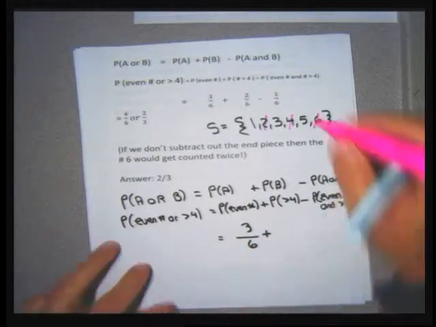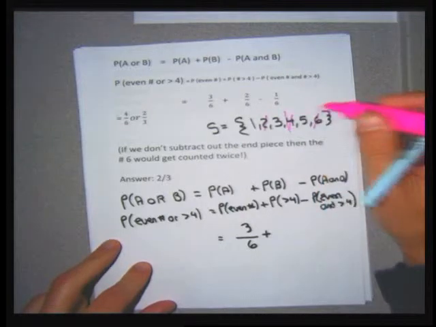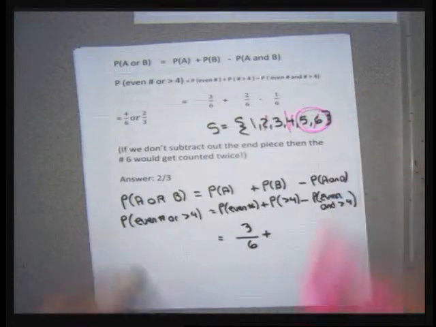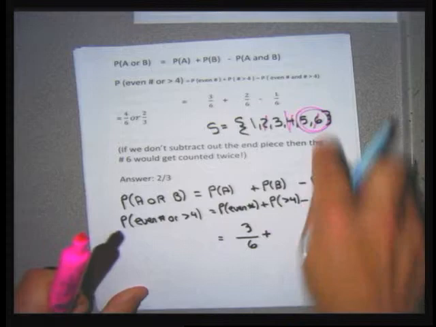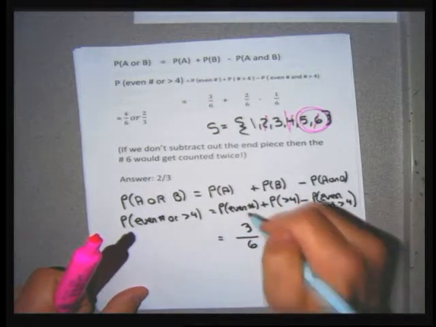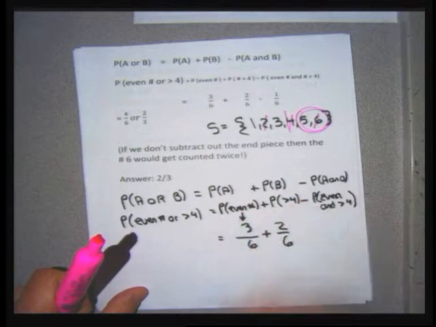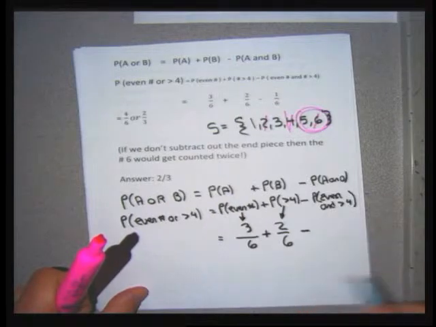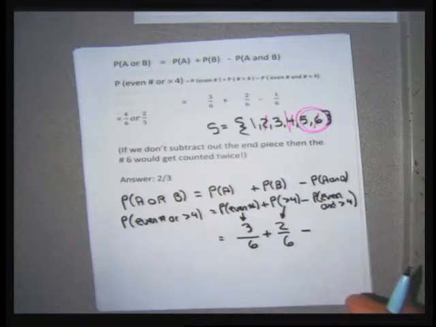The probability of getting a number greater than 4 would be getting a 5 or a 6, because those are the two numbers that are greater than 4. So the probability of getting a number greater than 4 is going to be 2 over 6. So I've figured out the probability of getting an even number and the probability of getting a number greater than 4, and lastly I want to find the probability of getting simultaneously a number that's both even and greater than 4, and that's the intersection between the two events.